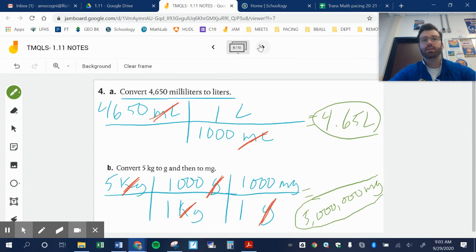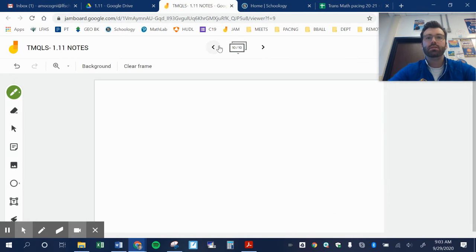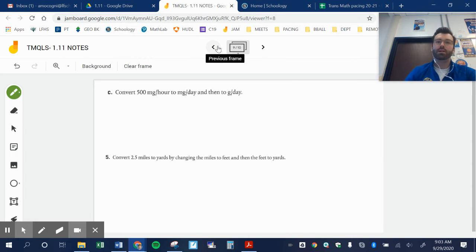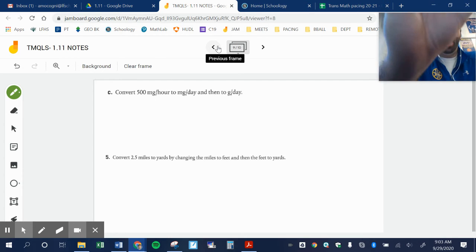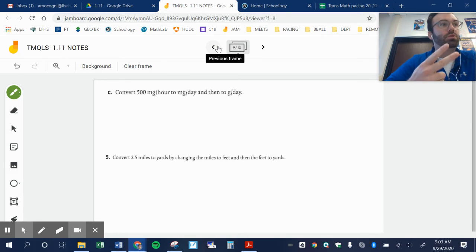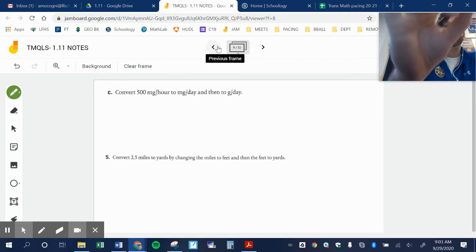Okay, let's see, how many more do we have? Oh, the last page. All right, so I'm gonna help you with this one. It says convert 5 milligrams an hour to milligrams per day, and then grams per day. So this one's a little bit different because we are dealing with 2 units. We're doing it with a rate here now.